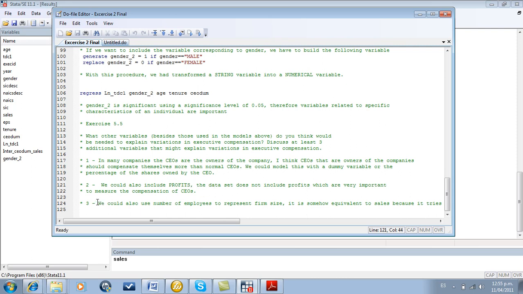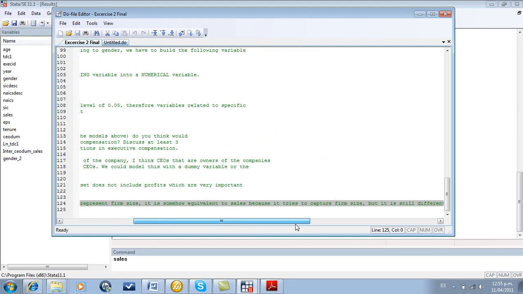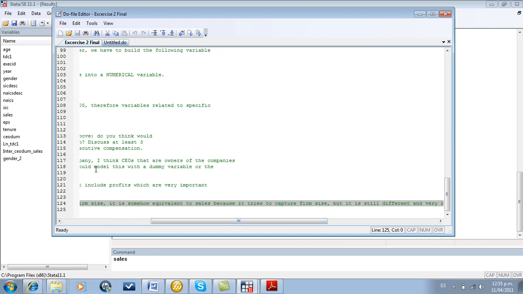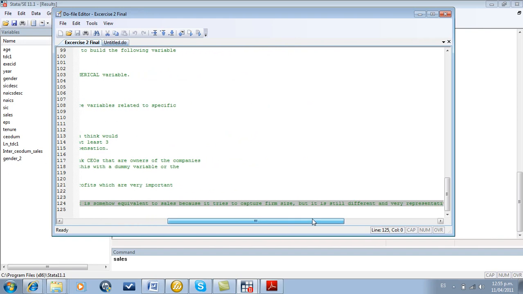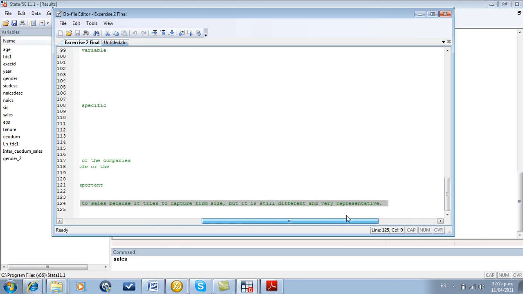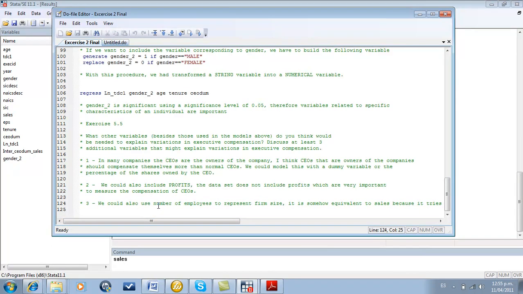And finally, we could also use number of employees to represent firm size. It is somehow equivalent to sales because it tries to capture the effect of firm size, but it is still different and very representative. Some companies might have a lot of sales, but I think employees is another variable that can represent the size of a company, and it is very important.